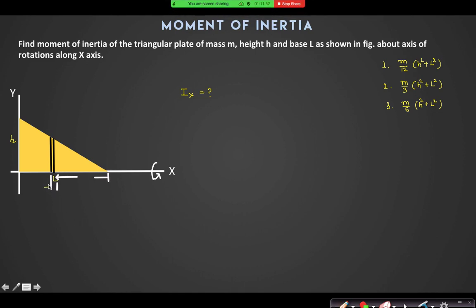Can I take this as a rod? At a distance x, I have taken a small elemental rod of thickness dx, and I can assume the height of the rod to be y. Then what is the mass of that rod? Can you tell me what is the mass of that rod?